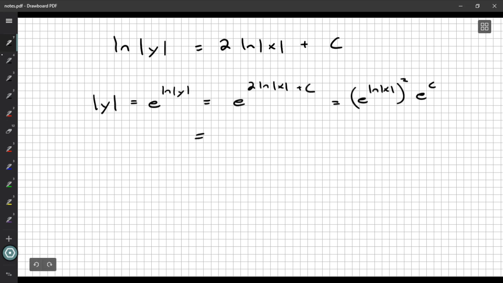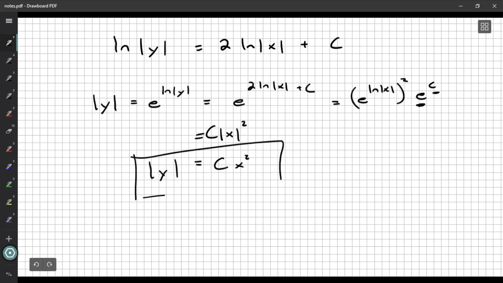And now e to the ln x, well, e and ln cancel each other out, so we'll have absolute value of x squared. And then e to the c is just a constant raised to the power of another constant. Well, you can just absorb that into the c, so we get another constant here. And absolute value of x squared is just x squared, because x squared is always positive. So what we can say is the absolute value of y is c times x squared. That's a pretty good relationship. I'd probably leave it like that, personally.